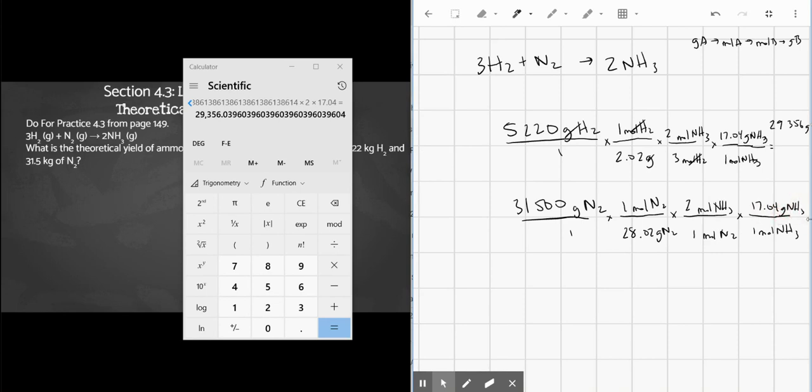And let's see what we get for our nitrogen. Here I have 31,500 divided by 28.02 equals times 2 and times 17.04.